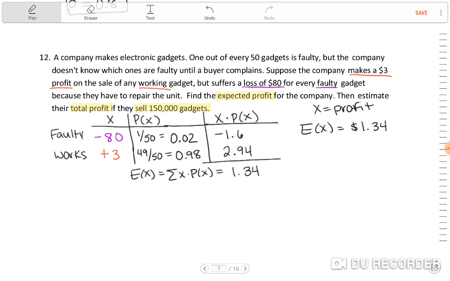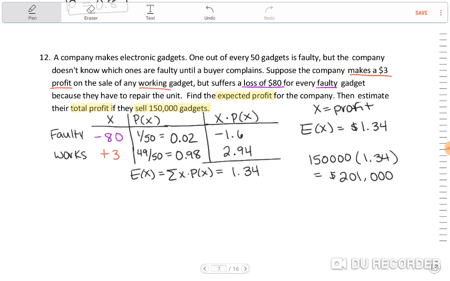Well, if we expect to make $1.34 on each of these 150,000 gadgets, 150,000 times 1.34, what does that equal? That equals $201,000.